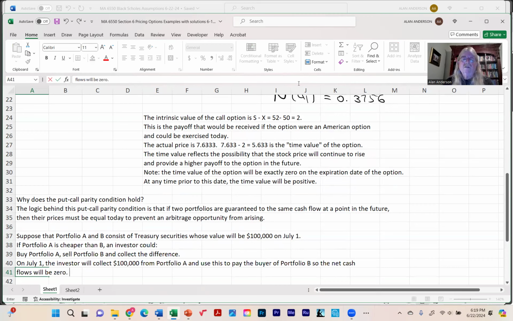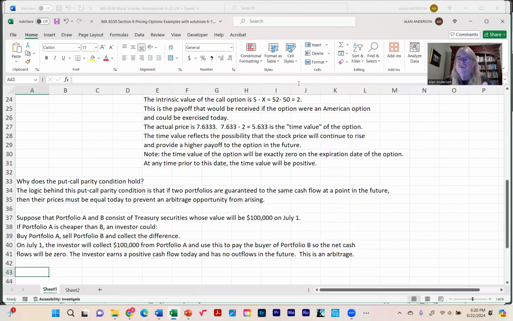In other words, the investor earns a positive cash flow today and has no outflows in the future. There's no cash flows at all. On July 1st, there are two of them, but they exactly offset each other, and after that there are no more cash flows at all. So therefore, this is an arbitrage, meaning I just earn risk-free profits that I should not have been able to earn if the portfolios were priced correctly.